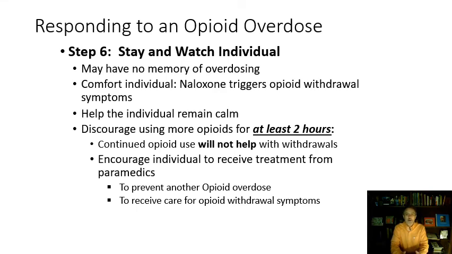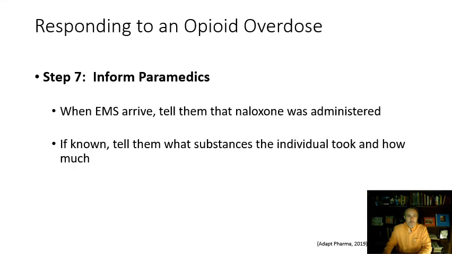You want to encourage that individual to receive treatment from paramedics, and they really need to go to the hospital for symptomatic and supportive care. Let the paramedics know when they arrive. Tell them that the naloxone might have been administered. Tell them how much and approximately what time you gave it. If known, tell them what substance the individual took and how much. That will help them better treat the patient on the way to the hospital.